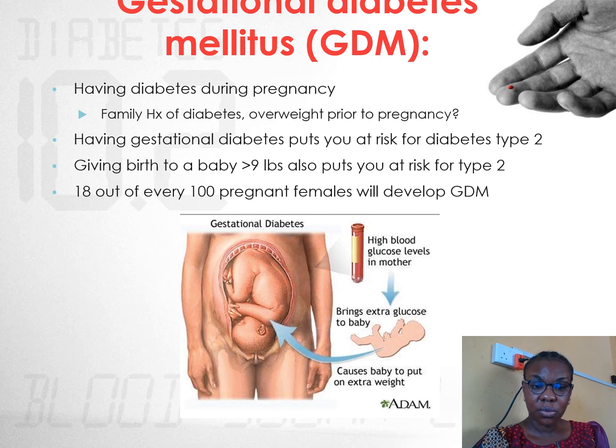And this is common in people who have a family history of diabetes, people who are overweight prior to their pregnancy. Now, having diabetes inside pregnancy increases the chances of the individual developing diabetes later on, in this case type 2 diabetes, and giving birth to a baby greater than 9 pounds, which is greater than 4 kg, also puts the individual at risk of developing type 2 diabetes. And 18 out of every 100 pregnant females will develop gestational diabetes mellitus.